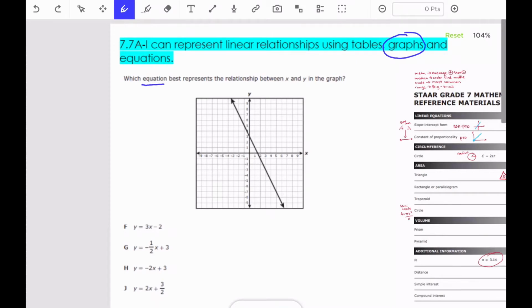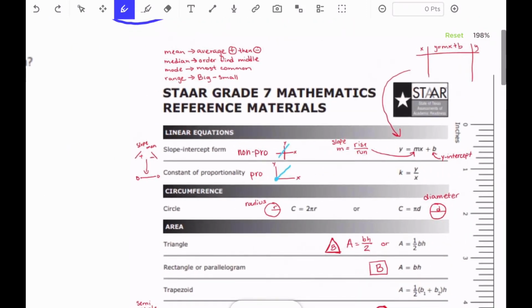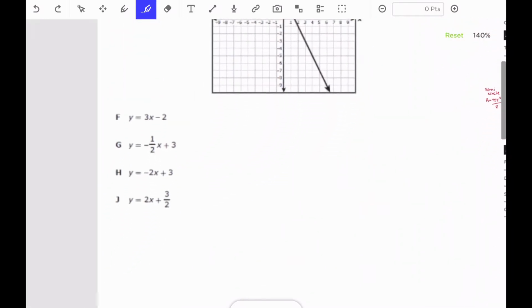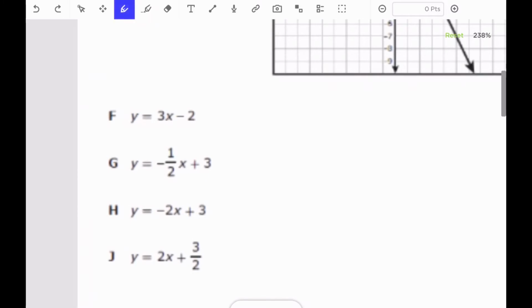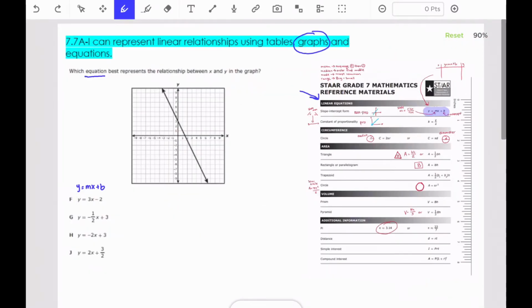So I see this word right here, equation. If I look right over here at my reference chart, here are my equations, and the only equation that we're dealing with so far is y equals mx plus b. If I even just look at my answer choices, they are in the form of y equals mx plus b, okay? So that's the equation that they want me to look for.